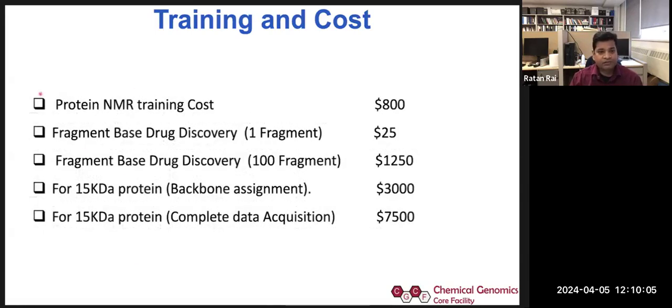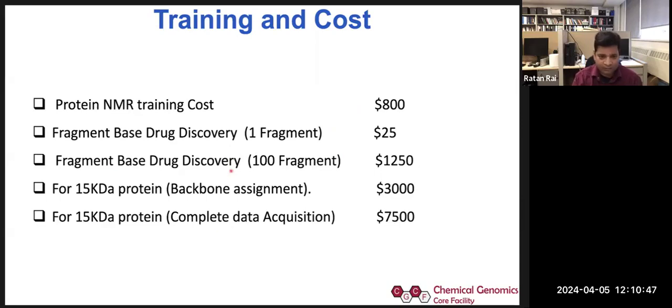And these are the costs for these services. Suppose you want training for your graduate or postdoc student, it generally costs around $800. If you are looking at any kind of drug molecule and you want to see whether it's interacting with your protein or not, for unlabeled or labeled protein, if there is only one fragment, we will charge only $25. But we also have one library, and if you are selectively picking from our list, it will cost something around $1,250. Definitely we can discuss these costs while planning your project.